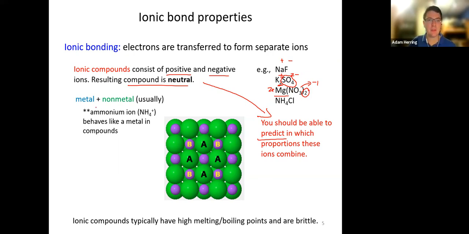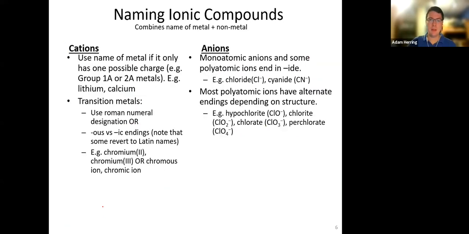And as we've already mentioned, ionic compounds are usually made from combining metals with nonmetals. The only exception to that that we are going to focus on is the ammonium ion. Again, this behaves like a cation, like a metal. And some properties of ionic compounds are that they tend to have very high melting points or boiling points and tend to be very brittle. Now let's talk a little bit about naming ionic compounds.